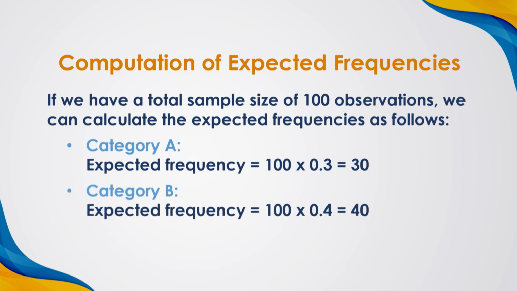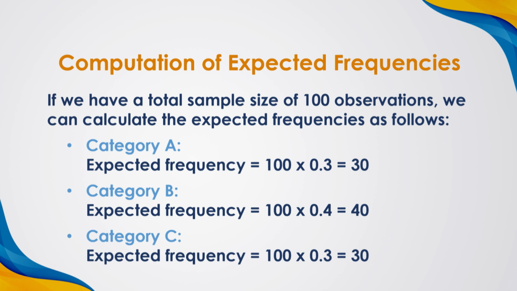Similarly for category B, the expected frequency will be 100 into 0.4, which is 40. At the end, for category C the expected frequency 100 into 0.3 will be 30. This does not mean that 100 is a fixed number; the sample size will differ. Sometimes you may have a sample size of 150 or 200, whatever the number may be. Based upon your sample size, you will be calculating your expected frequencies.